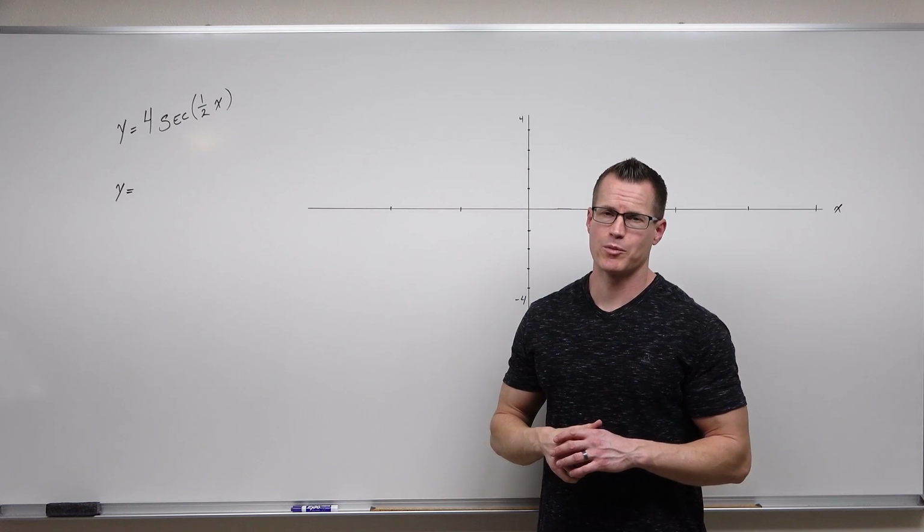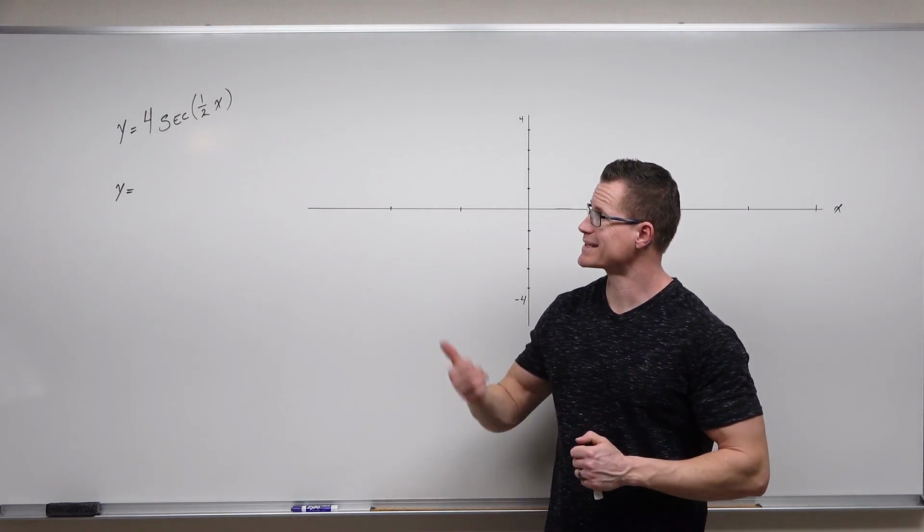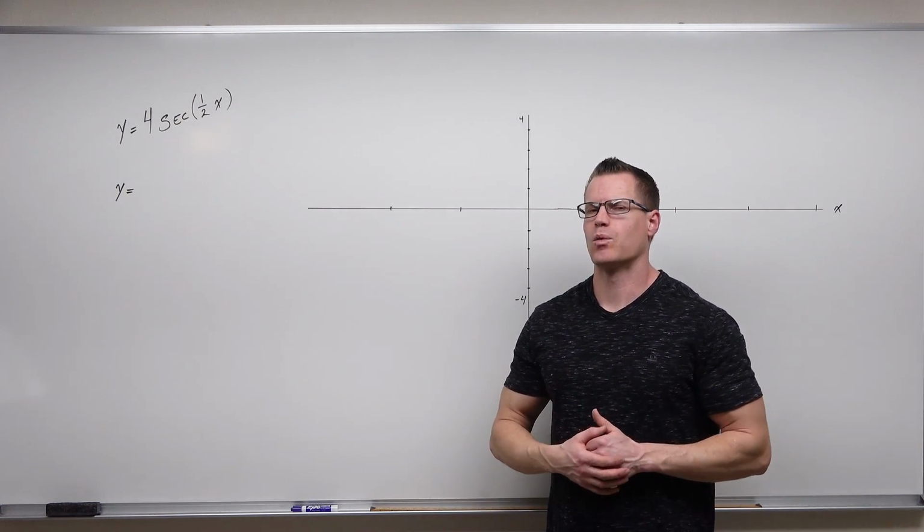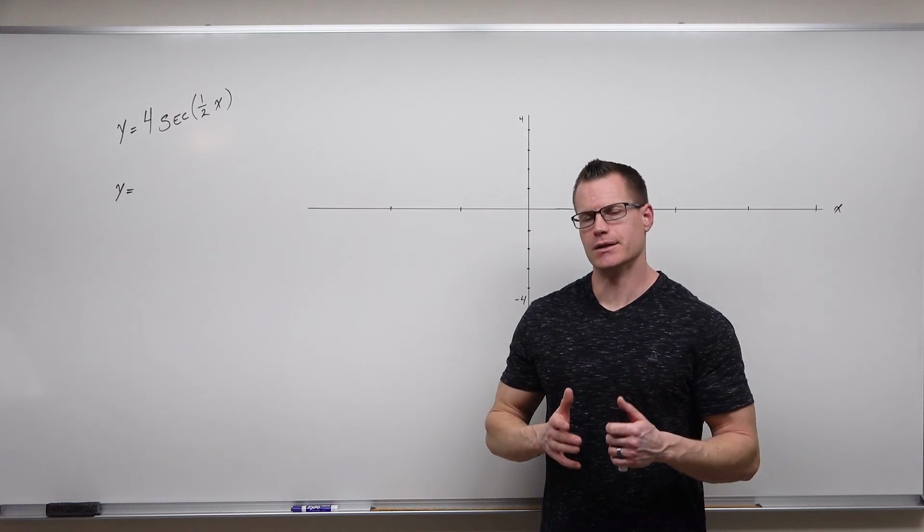All right, let's do an example about a transformation. We'll have one more after this one. Let's take a look at 4 secant 1/2 x. Here's the first thing that I do.